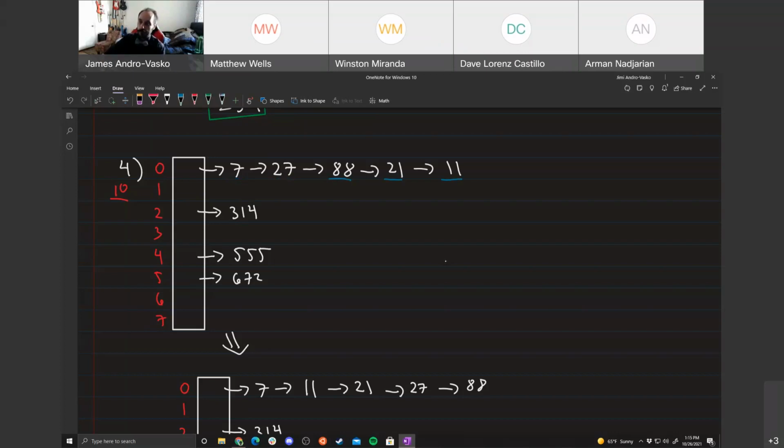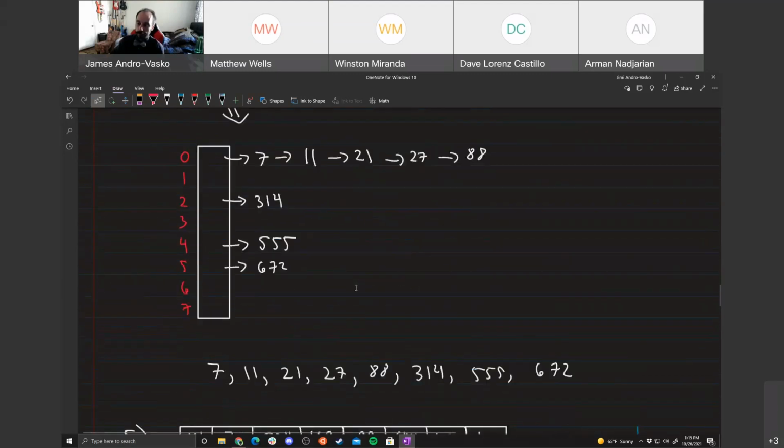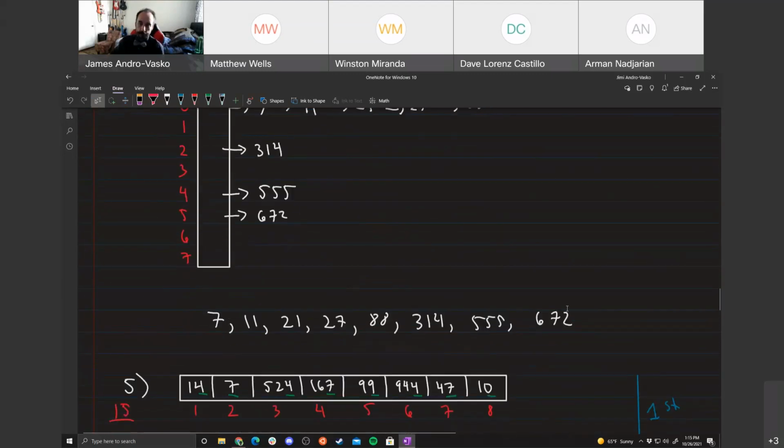Then for 314, if I divided by 1,000 multiplied by 8, I think it gave me around 2.4 or so, which would be just 2. And then same thing for 555 and 672, divided by 1,000 multiplied by 8, it gave me 4 point something and 5 point something, which I put into those two spots. Then sort this topmost bucket, and then sort your list.